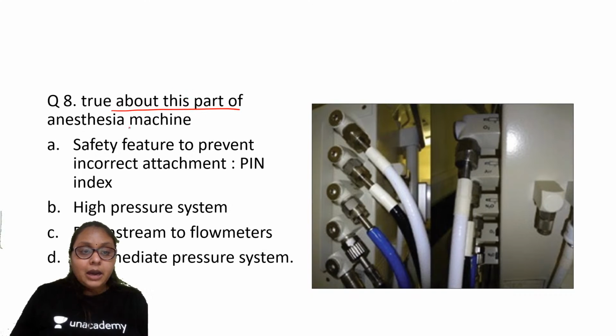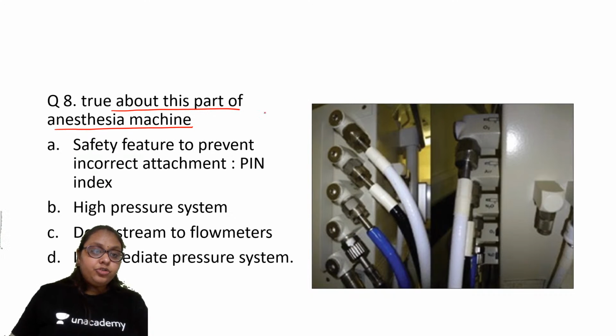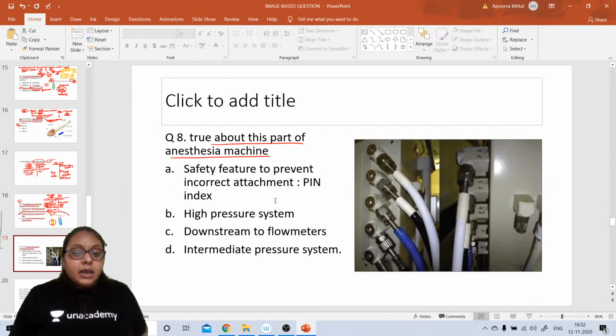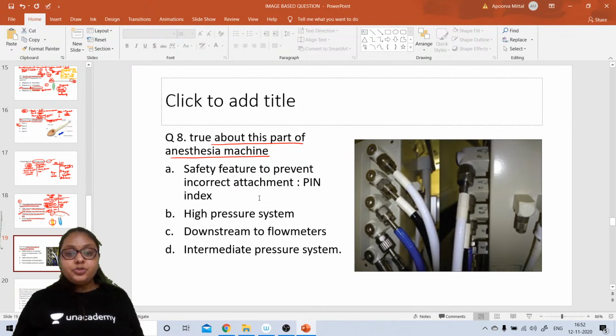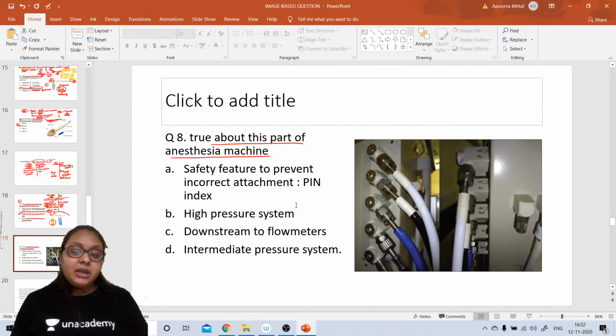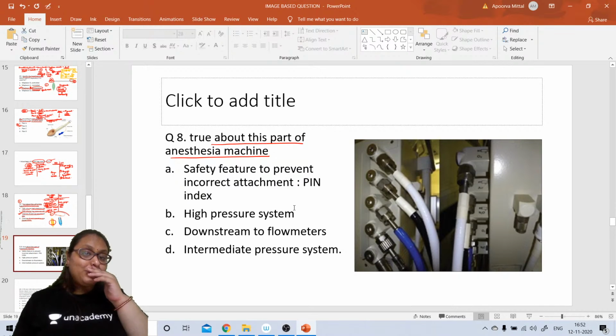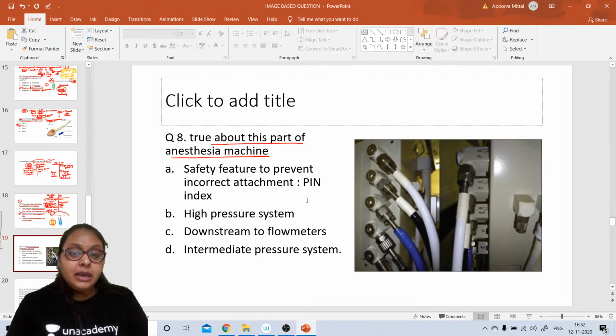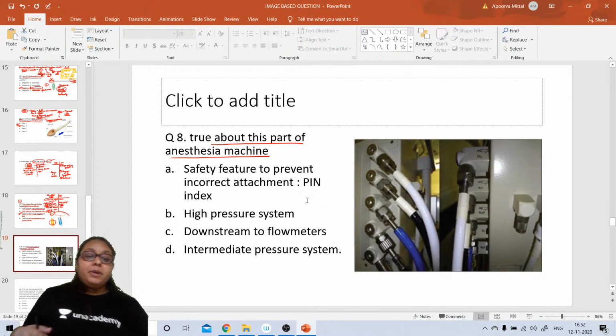True about this part of anesthesia machine. Look at this, this anesthesia machine. What is true about this part of anesthesia machine? Is it A, safety feature to prevent incorrect attachment, that is the pin index? B, it forms a high pressure system. C, it is downstream to flow meters. Or D, it is a part of the intermediate pressure system. So what is true about this part of anesthesia machine?